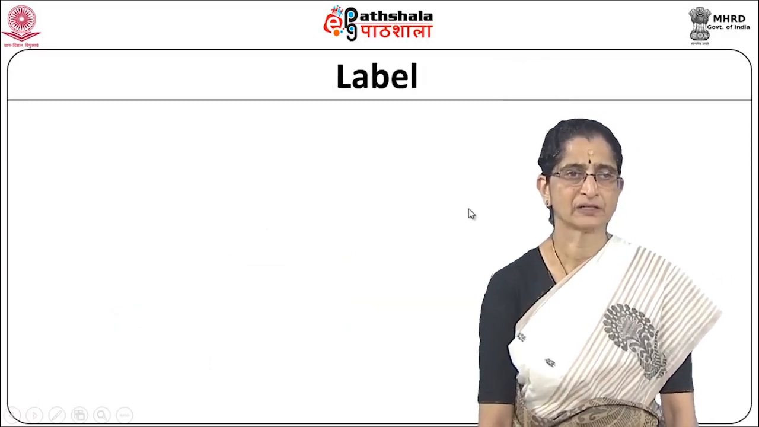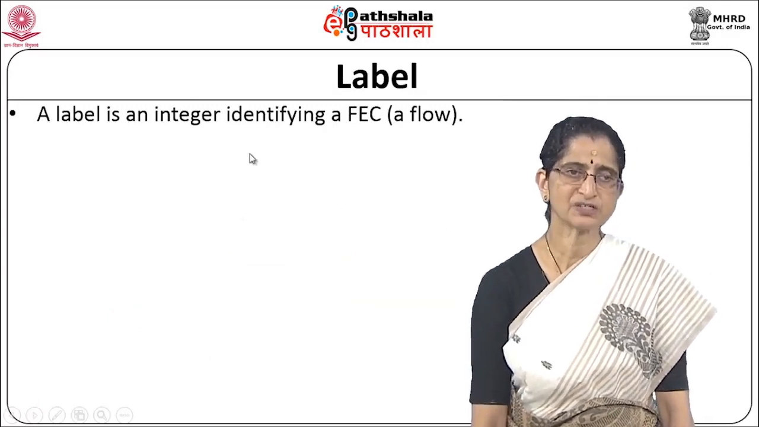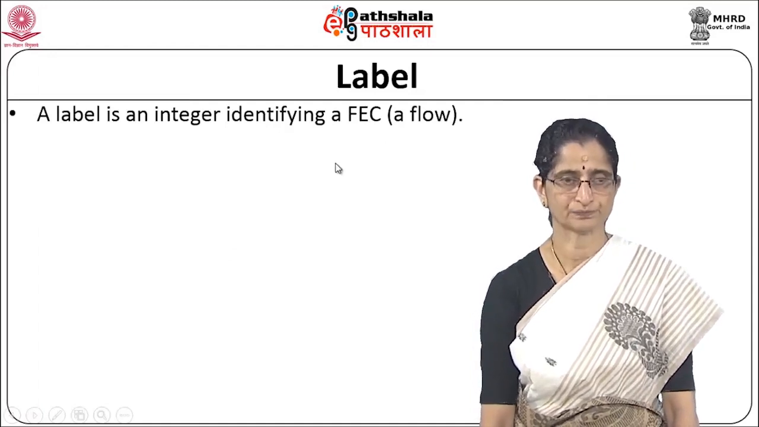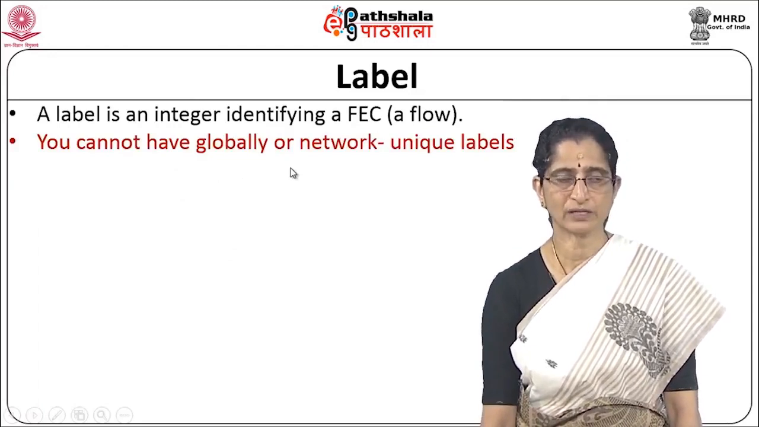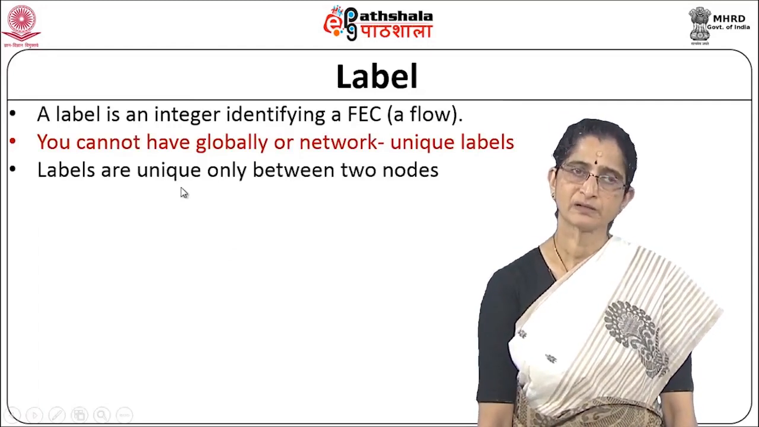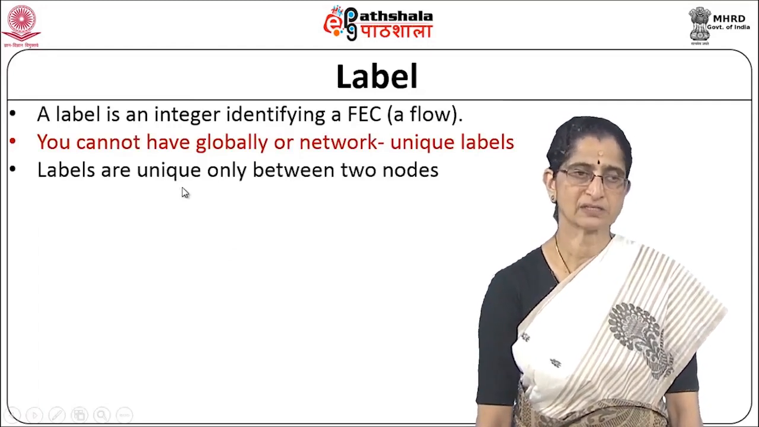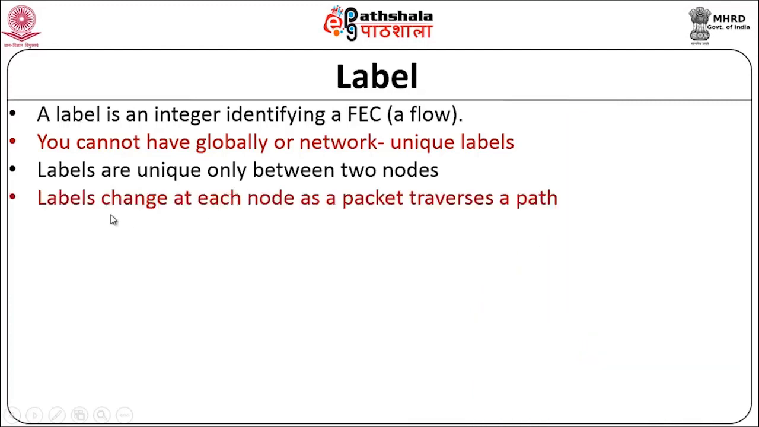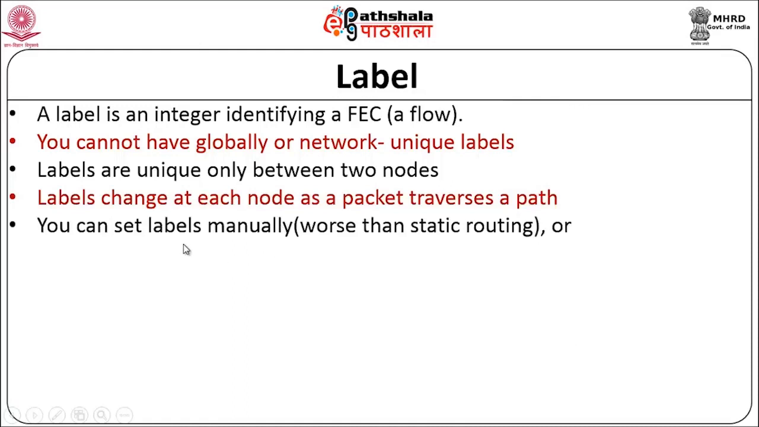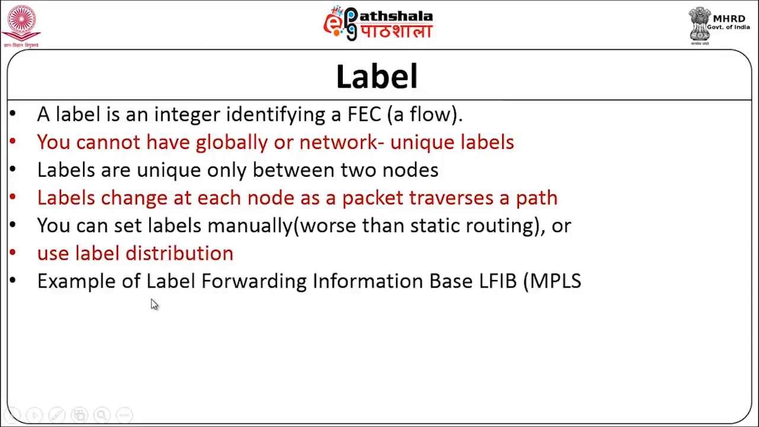So what is this label? This label is actually a simple integer which identifies an FEC or a flow. Now it's very difficult to have globally unique or network-unique labels. So what we normally do is we use link-level labels. That is, the labels are unique only between two nodes. And the labels will change at each node as a packet traverses the path. We just saw how that is done. You can set labels manually, which is very cumbersome, or you can use what is called a label distribution protocol. This is what is normally used.